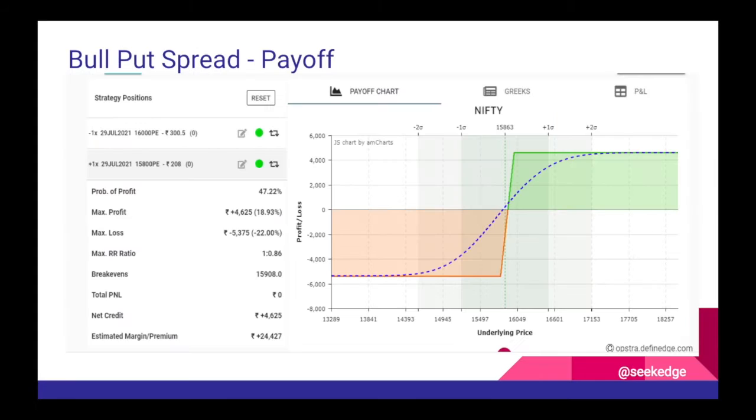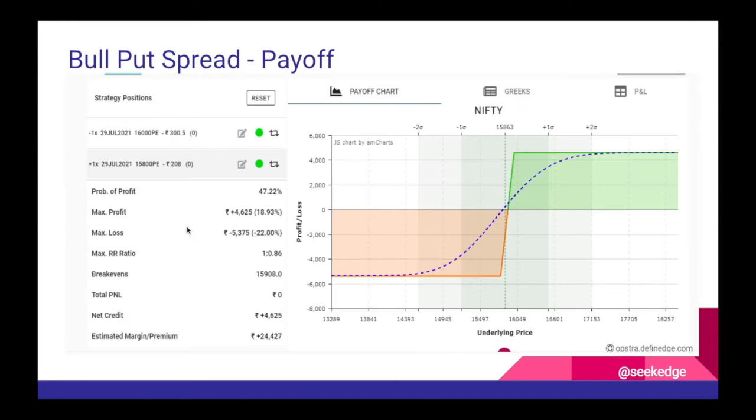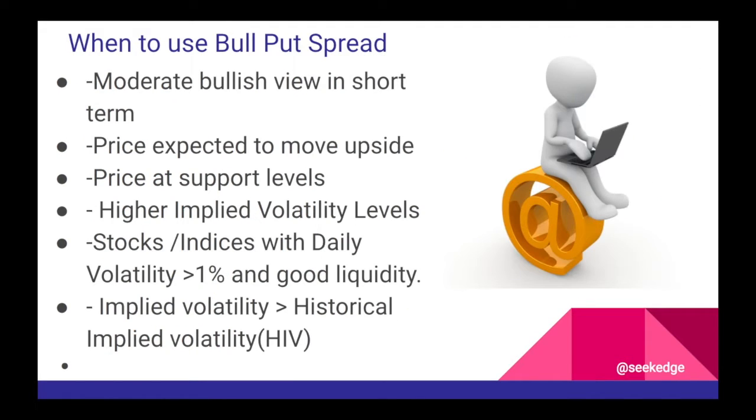This is the formula based on which the payoff charts and the risk-defined parameters like probability of profit and max loss are calculated. So that's what the bull put spread is all about, right? This is a credit strategy, as I mentioned earlier. So when do you use this bull put? When you have a moderate bullish view in the short term. The price is expected to move upside. That's what bullish means, right?